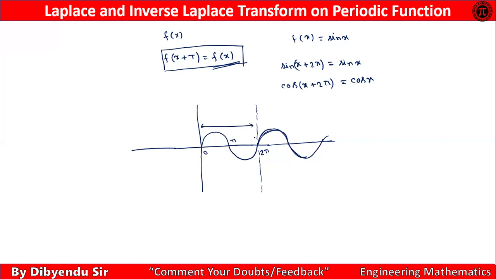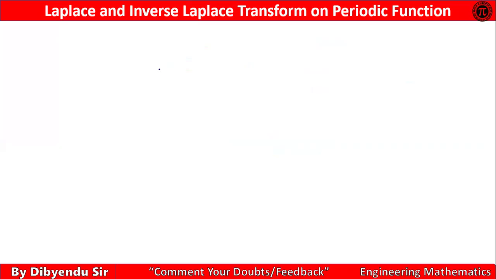Similarly, the period of cos x is 2 pi, but the period of tan x is pi. So you must remember these three periods. For sine x, period is 2 pi, for cos x, period is 2 pi, and for tan x, period is pi. So this is the basic concept of periodic function. Now we have to apply Laplace or inverse Laplace operator on a periodic function. So let's understand the formula.